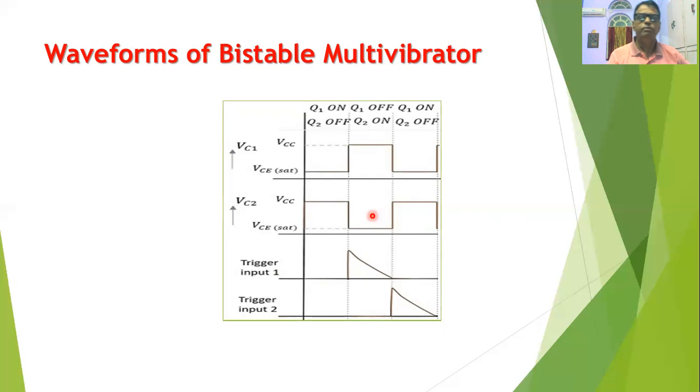Now, if you want to again change the state of the bistable multivibrator, then again you need to apply a positive trigger pulse to the base of the off transistor. And therefore, again, you will find that the state will be changed. Q1 will be back in the on state and Q2 will be back in the off state.